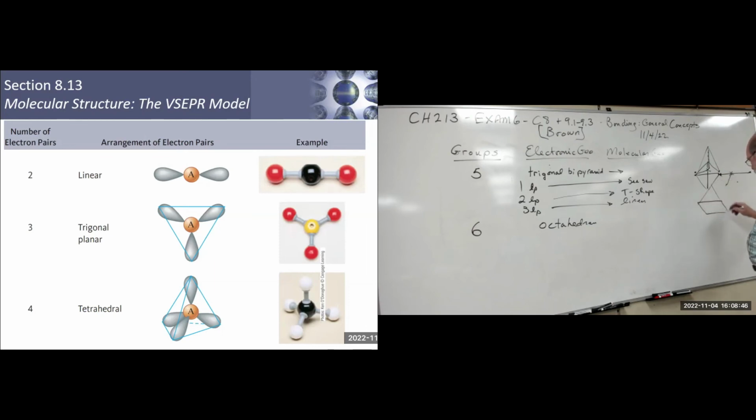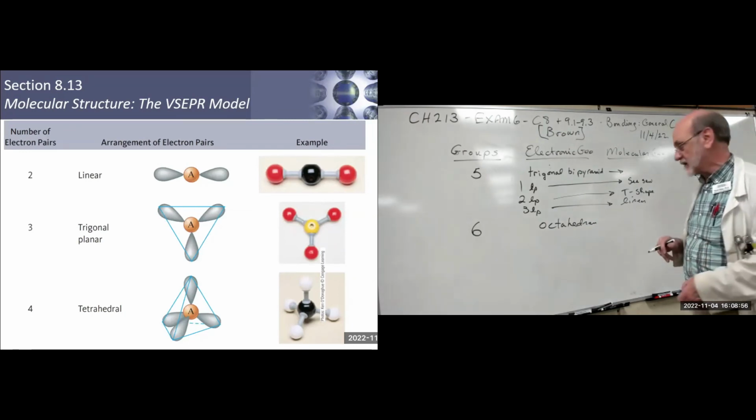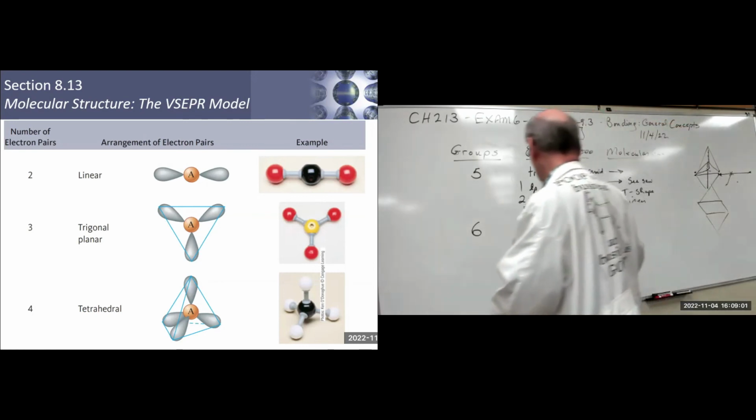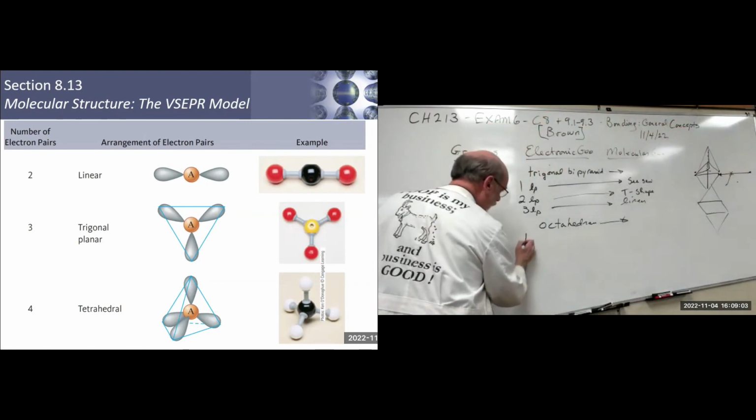It goes up to there like that. It goes down here like this. And if you look at all the sides, you got 4 sides on the top and 4 sides on the bottom. Octahedron. 4 plus 4 is 8. All right. So that would be an octahedral molecular geometry, unless you have one lone pair.